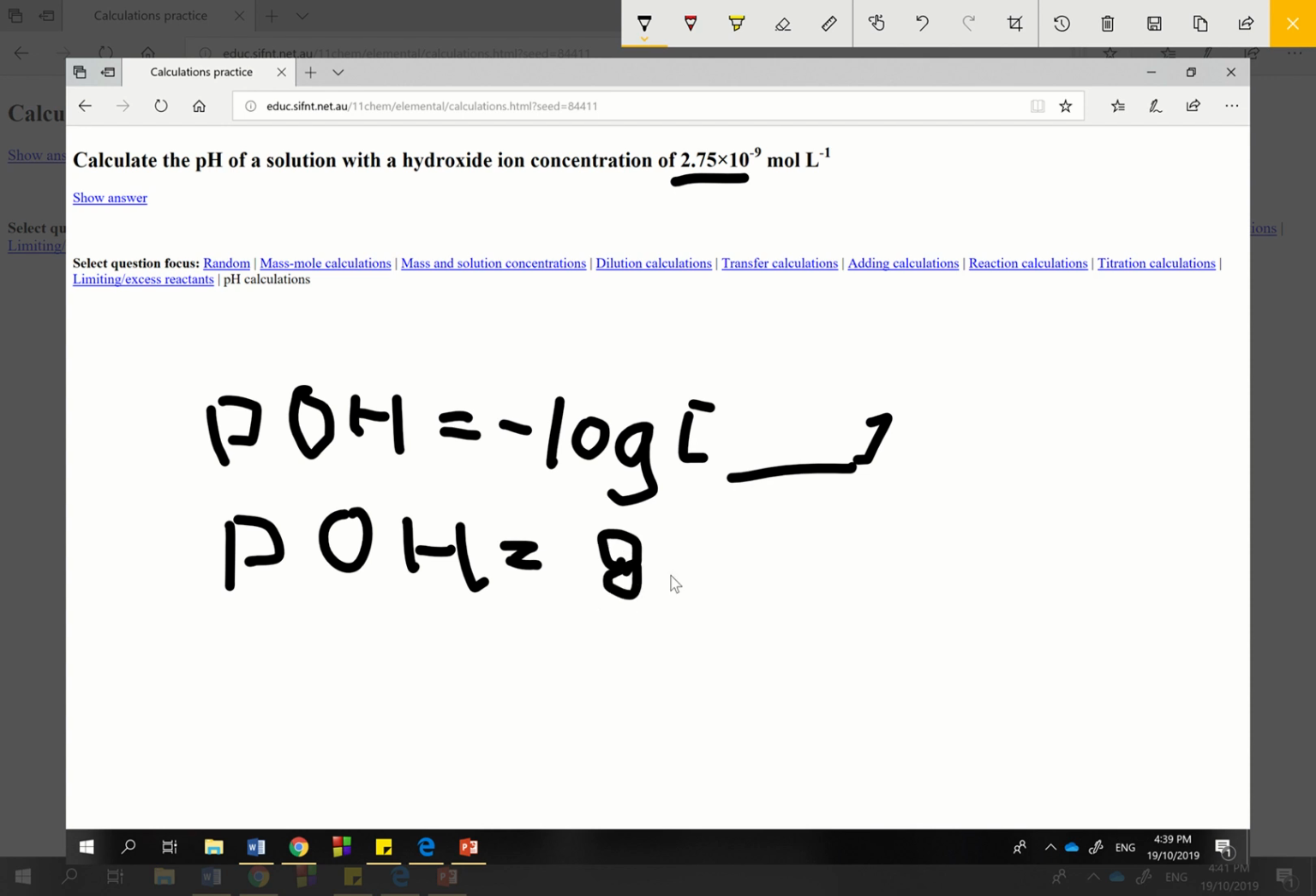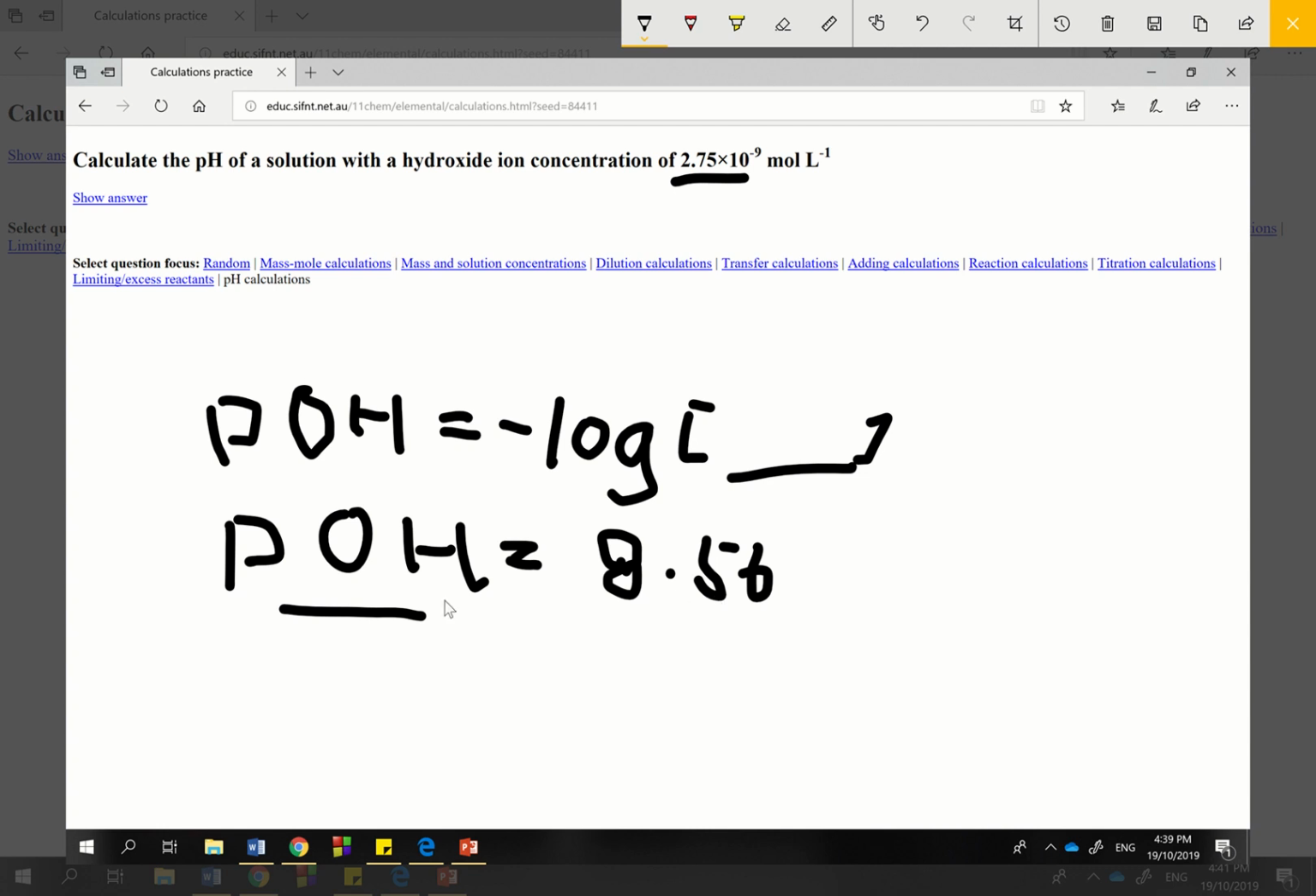So 8.56. Now keep in mind this is our pOH scale. To get the pH scale, we need another equation, which is simple. It's easy to keep in mind, and you need it often. It's easy to remember. Now, the pH scale and the pOH scale add up to become 14.